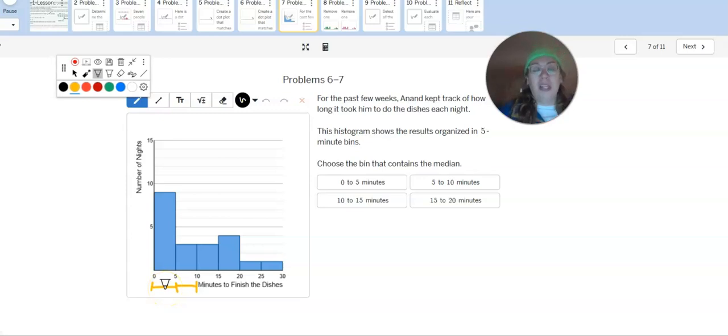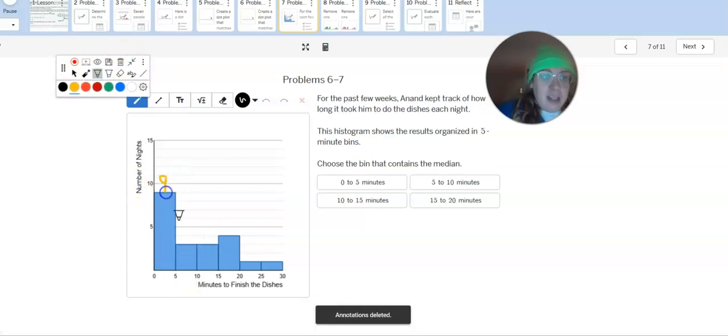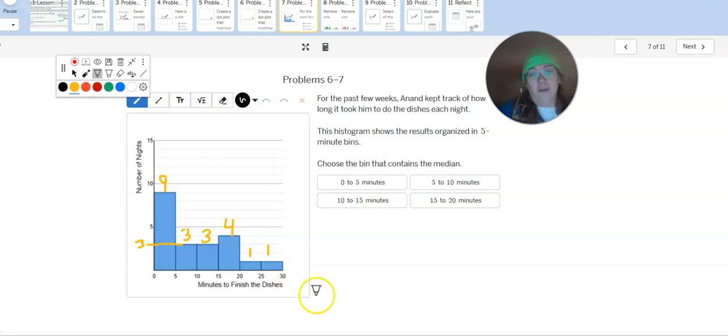So we don't know what the exact data points are for this graph. This is 0 to 5. This could be a bunch of 2s, 2 minutes, or it could be 3s and 4s and 2s all mixed up. So we don't know exactly what the data points are, but we do know that there are 9 data points in this first bin, 3 data points in the second bin and the third bin. This has 4, and these each have 1.